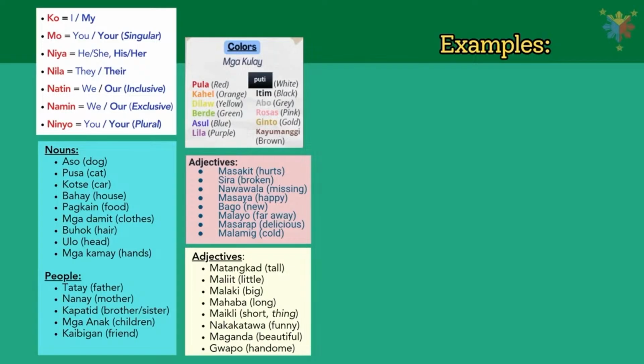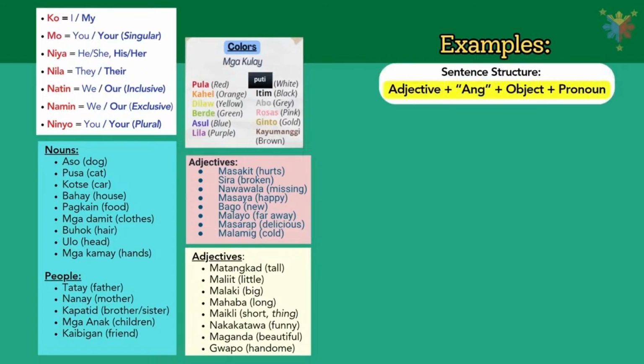All right, so that's a lot of vocabulary right there, which is great because then we can make a variety of sentences. Now here is the sentence structure for using these possessive pronouns. So first comes the adjective, then it's the word ang, which means is or are, then it's the object, and then it's the pronoun.